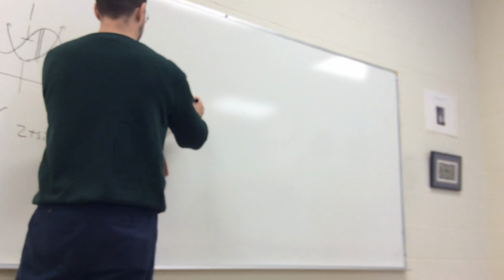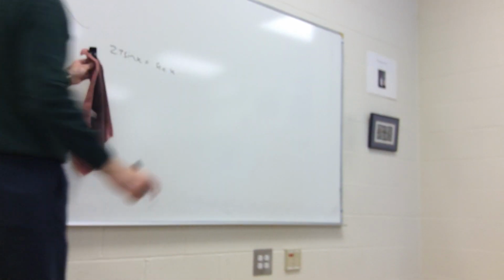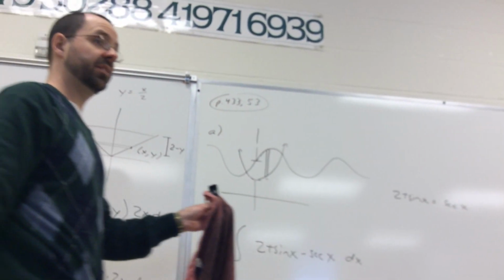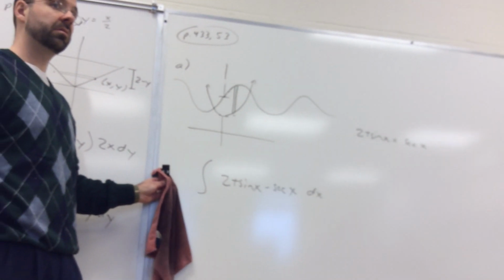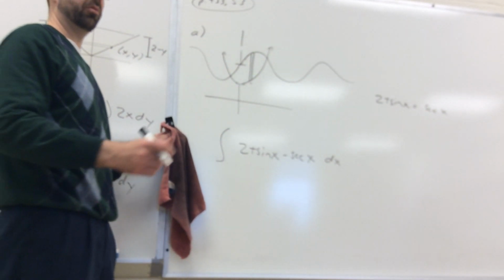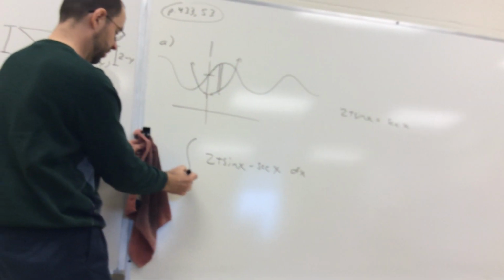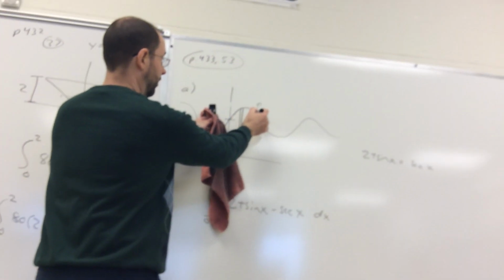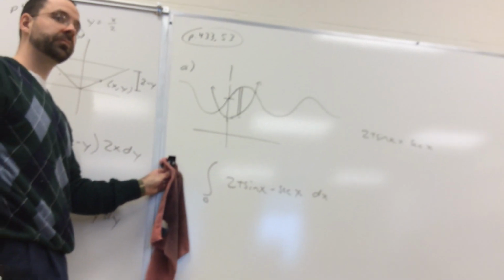I think this is calculator active, right? So it's fine to just, yes? I think it was in quadrant 1. Oh, they only want the area in quadrant 1. Oh, thank you. I didn't read the problem. That would be a good thing to do. So they just want 0 to whatever that intersection point is. Thanks, Tyler.